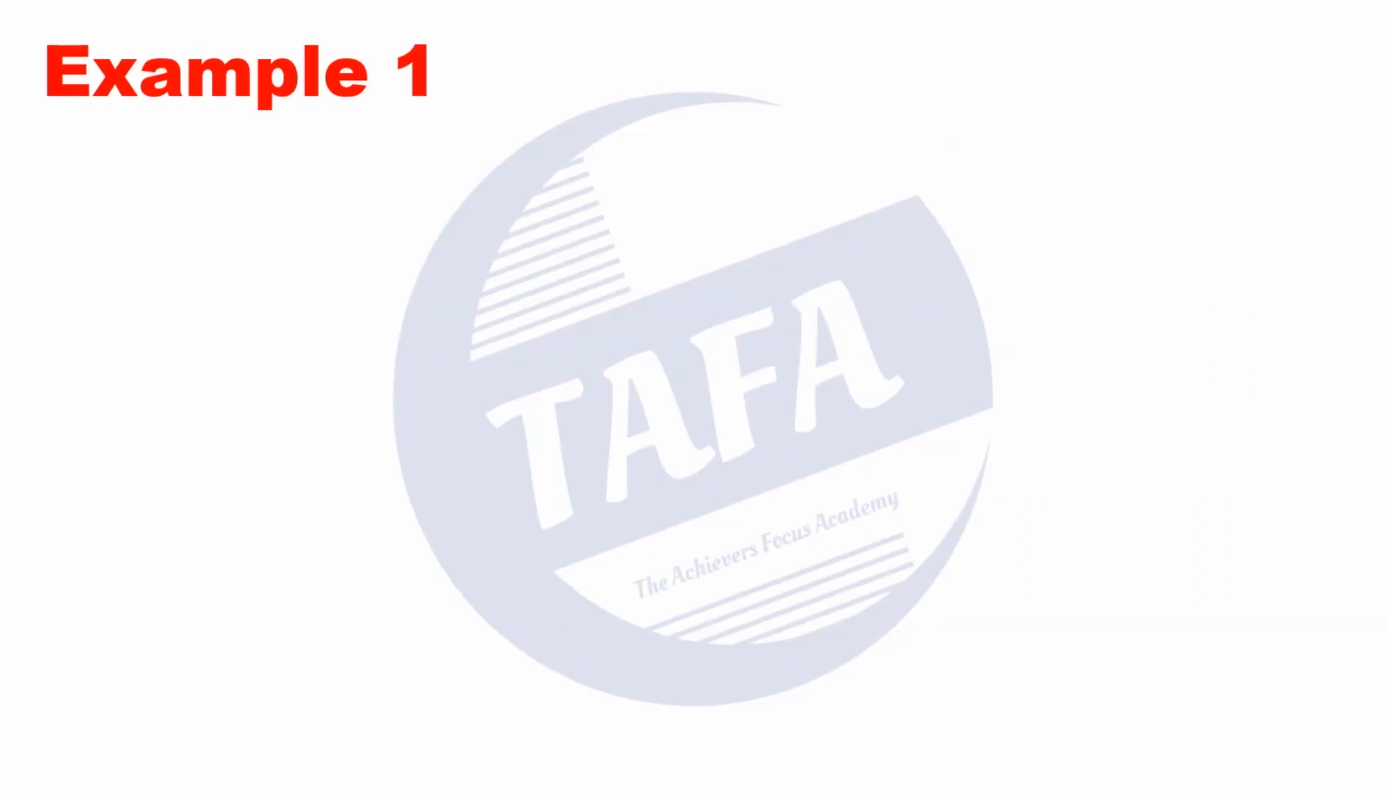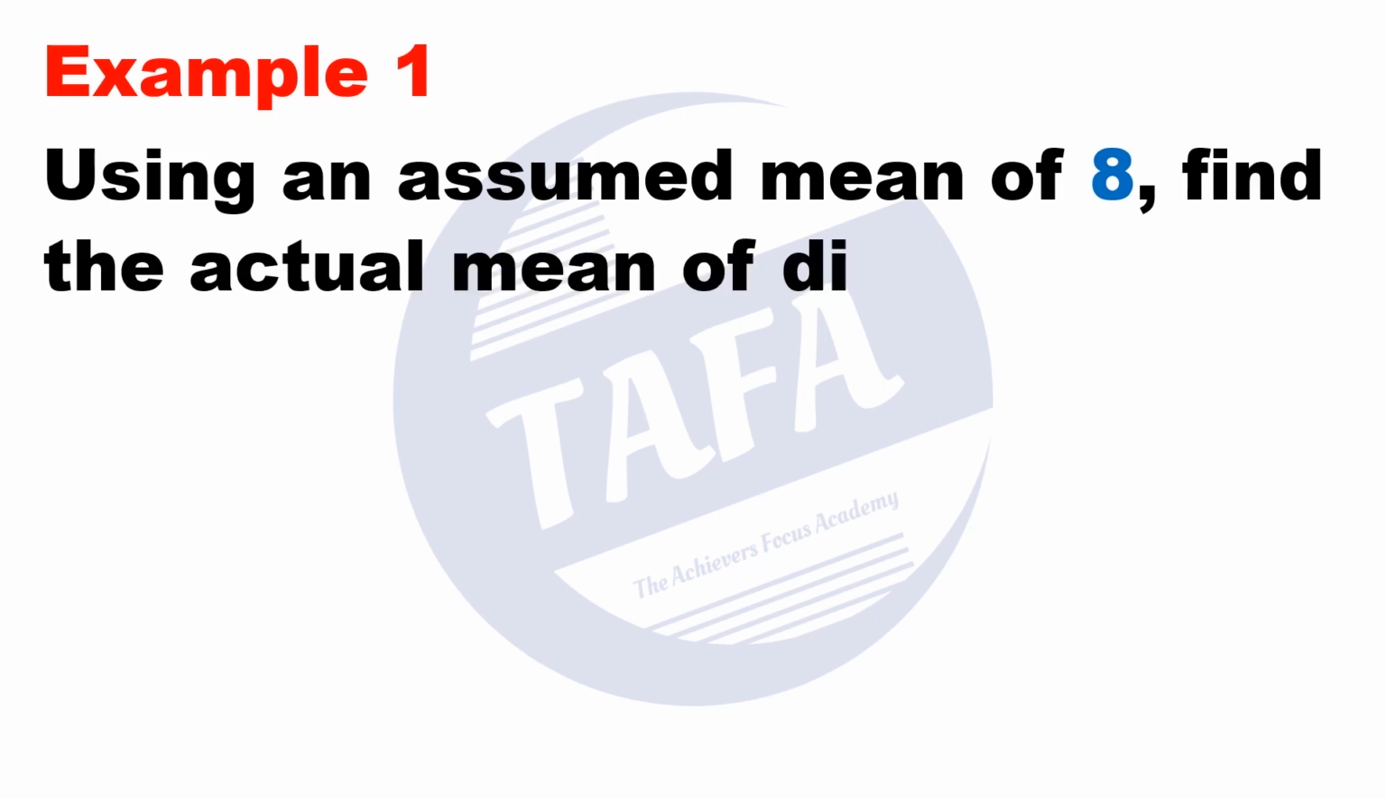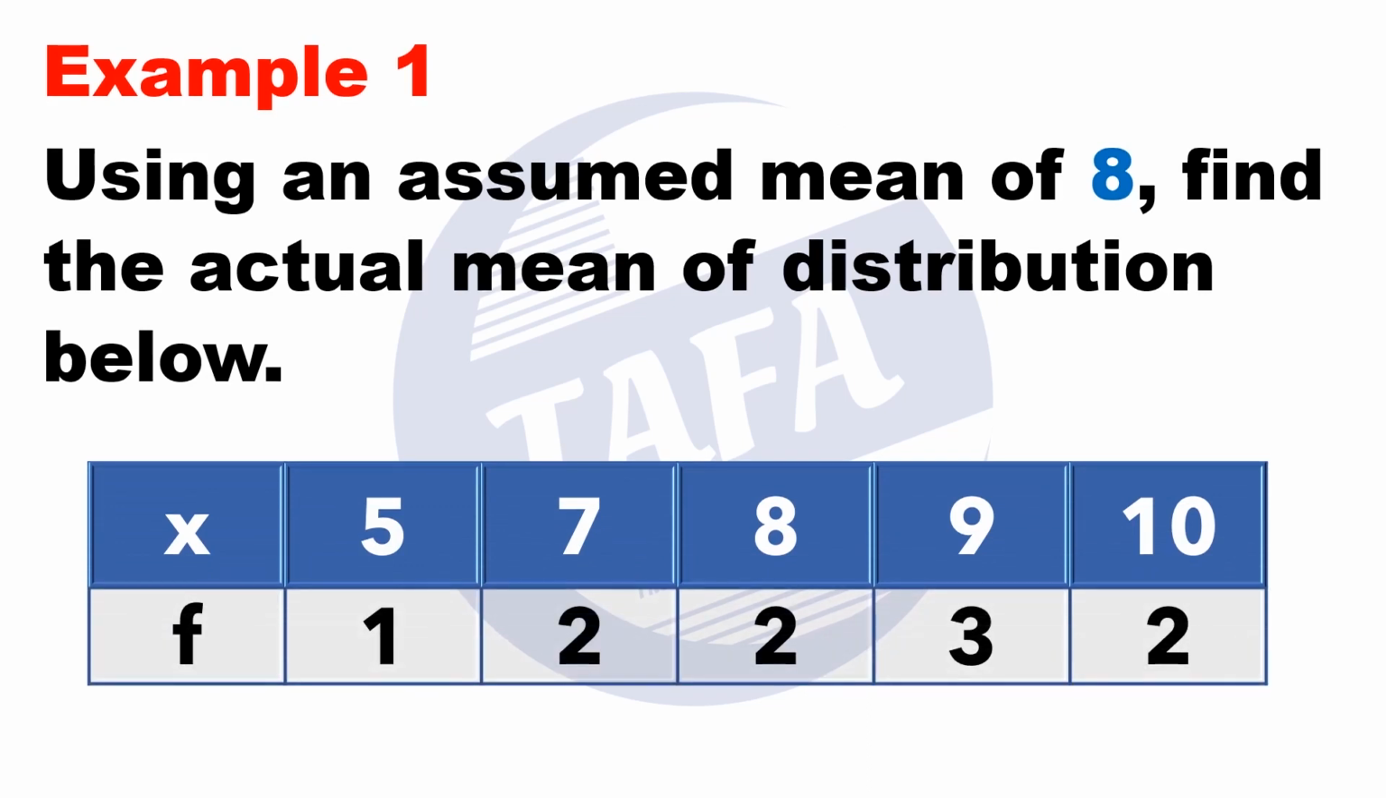Let's look at the first example. We are told, using an assumed mean of 8, find the actual mean of the distribution below. So this is the distribution. In the table here we have X, and then F here is for the frequency. So X is the items that you have. Now 5 is appearing once, 7 is twice, 8 is twice, 9 is 3 times, and 10 is twice.